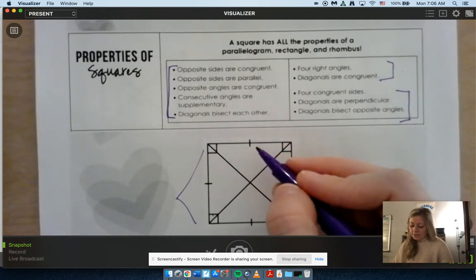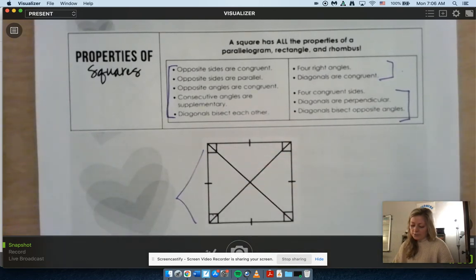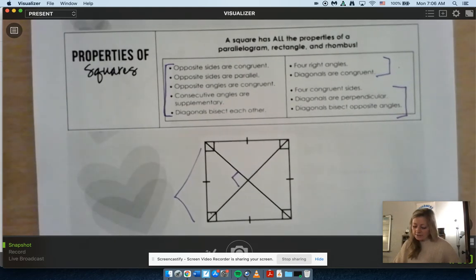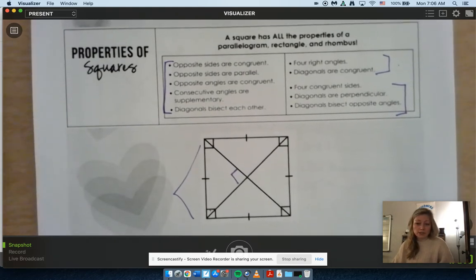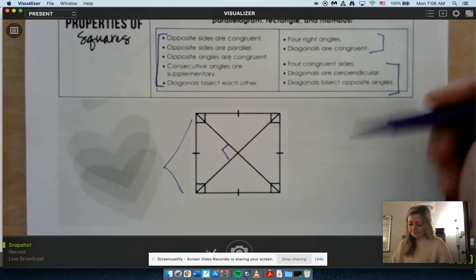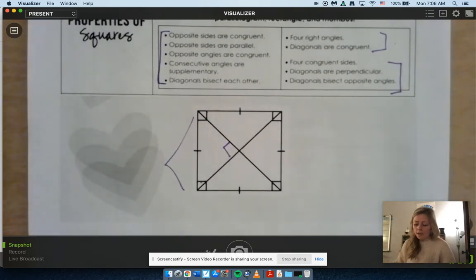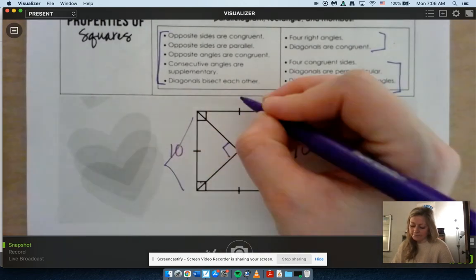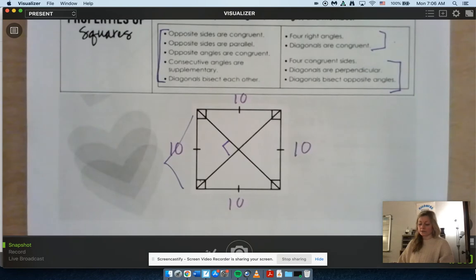All 4 sides are congruent. Our diagonals are perpendicular, and our diagonals bisect opposite angles. So if we just use this generic square here, folks, I know I just rattled off a lot of words, but you can read those on your own. Anywho, okay. All of your sides are the same. So if this is 10, these are all 10. Pretty basic. I think you guys knew that in the square.